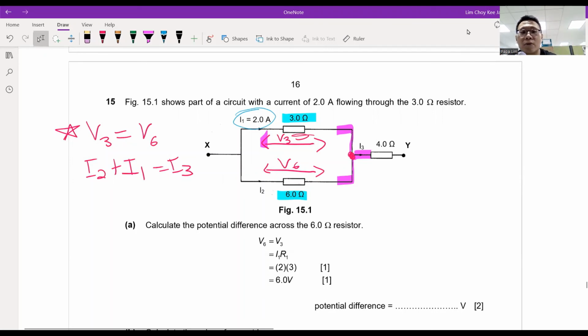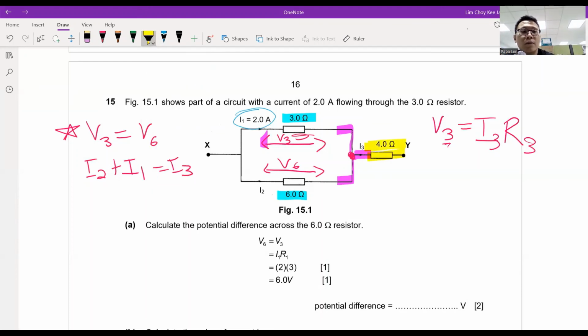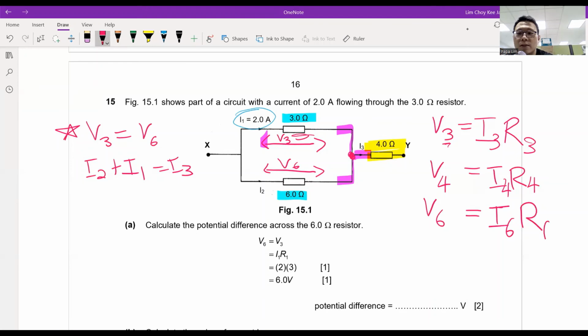And other factors I can get out is, if I want to find V3, the potential difference across 3, I can simply use Ohm's law, V equals IR. If I want V3, I will need current I3, and I will need the resistor of 3. If I want to find the potential difference of 4 ohm, same thing, I will use Ohm's law, V equals IR. I will need the current across the 4 ohm resistor, and I will need the resistance of 4 ohm. And similarly for V2, V1, V4, V3 and V6. Yes, V6 will be I6 times R6. So if I want the potential difference across the 6 ohm, I will need the current across 6 ohm and the resistance of 6 ohm.